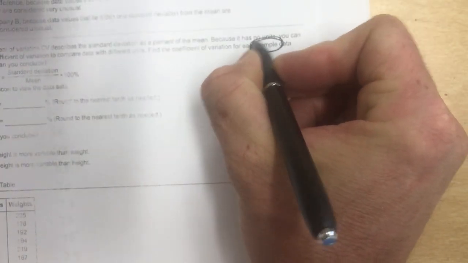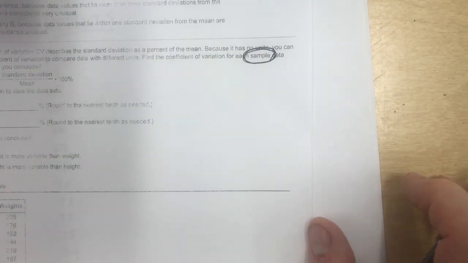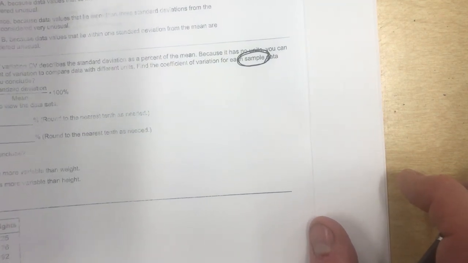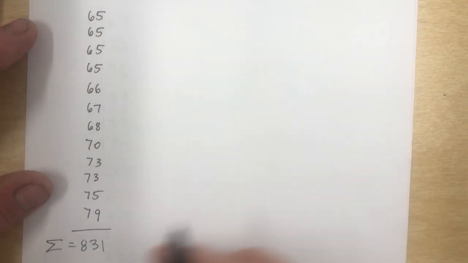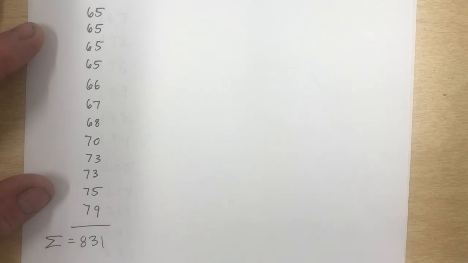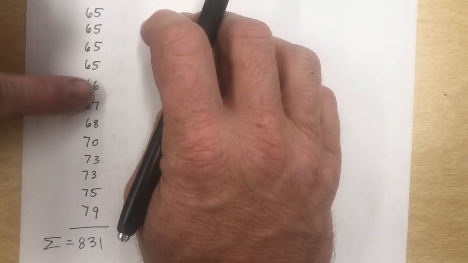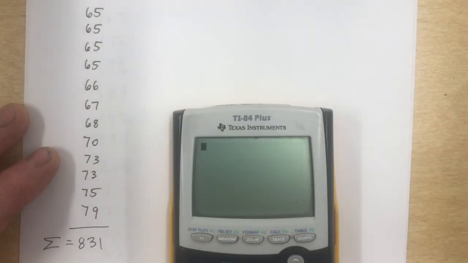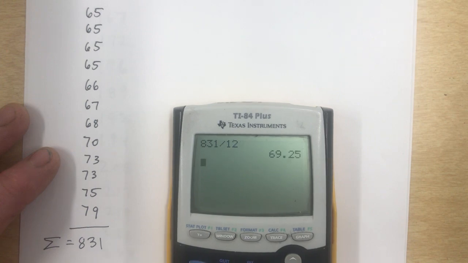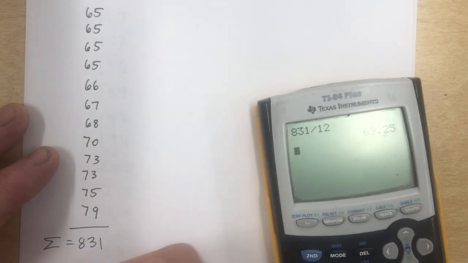Okay. Here's a key word right here. This is a sample. This is sample data, which means when I find my variance, I'm going to divide by one number less. So there's my heights. Went ahead and added them up. 831, and look here, there's 2, 4, 6, 8, 10, 12 of these. So 831 divided by 12 is 69.25.